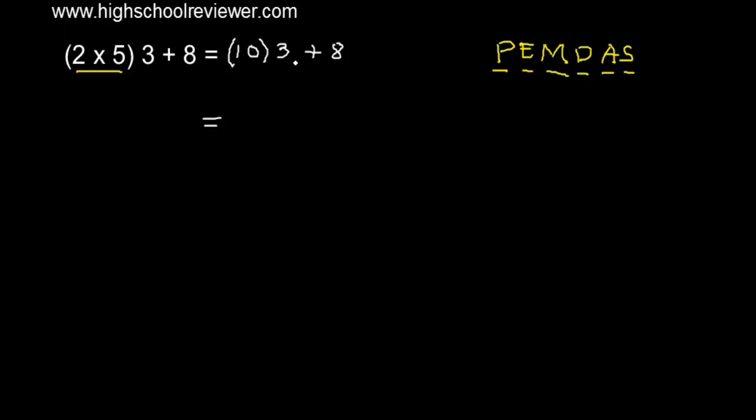As you can see here, we cannot perform 3 plus 8 first because there is still multiplication. Multiplication is the first to be performed before addition. So we need to multiply 10 and 3 first. 10 multiplied by 3 is 30, and then plus 8. 30 plus 8 is now 38. So therefore, the quantity of 2 multiplied by 5 multiplied by 3 plus 8 is equal to positive 38. And this is our final answer.